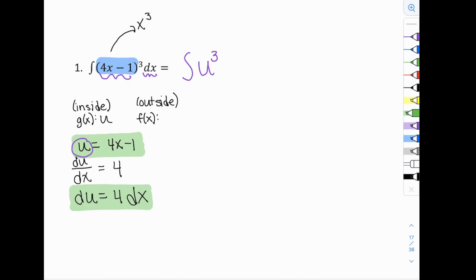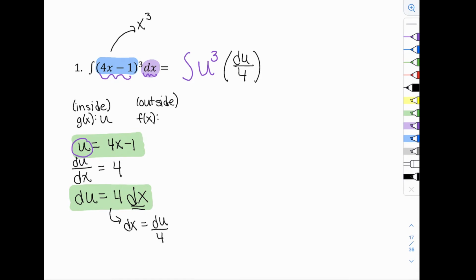So now I need to figure out what to plug in here. And if it helps, you could rewrite this expression here. If we had wanted to get dx by itself, we could divide both sides by 4. So that means that dx is equal to du over 4, and so then we can plug that in. So dx is the same thing as du over 4. So what we've done is we've rewritten our entire integral now with u's and no x's at all.